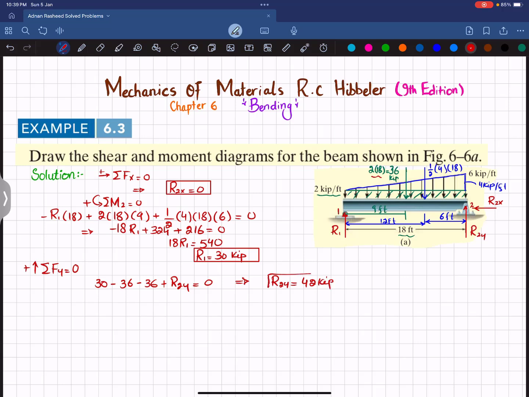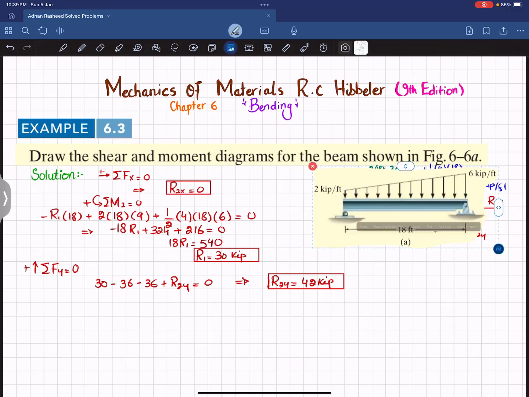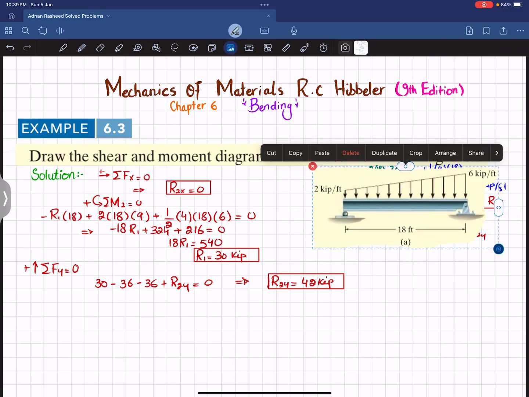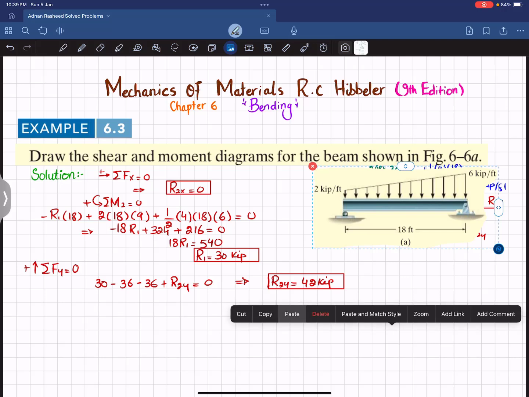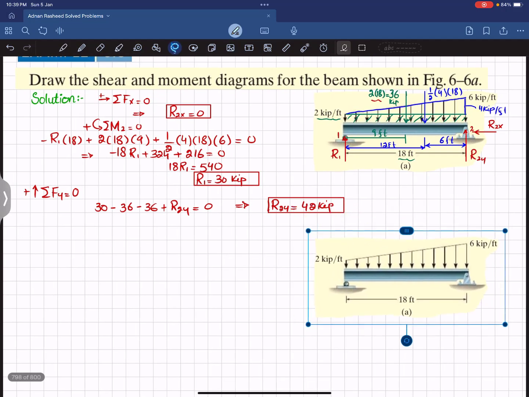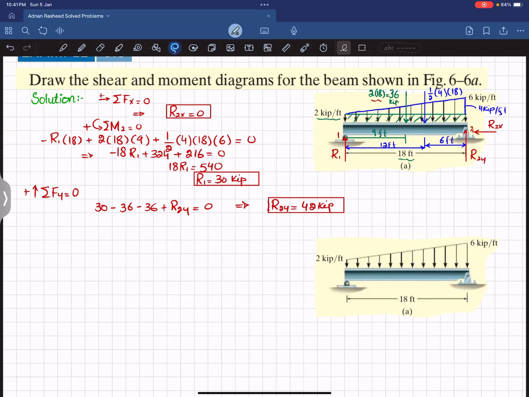Now you have all these three reaction forces. So what we will do is that I copy this diagram and paste it over here. You can see that if I section it at a distance of x, at any distance which is x, and x is greater or equal to 0 and less or equal to 18 feet, and if I draw the free body diagram, it will be like this.